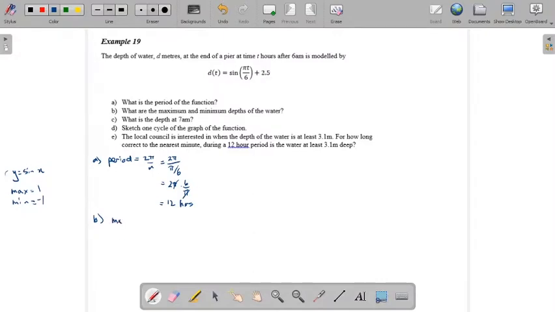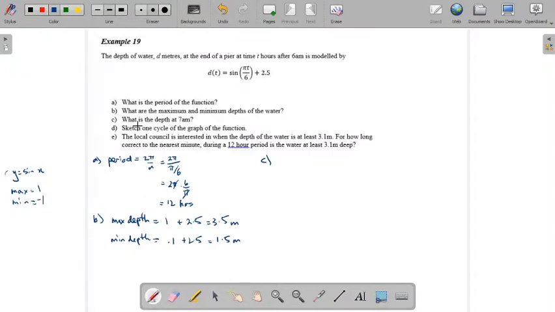So the maximum depth is going to be 1 plus 2.5, which is 3.5 meters, because our depth d is in meters. Our minimum depth is going to be our minimum value for sine, so for this function part here, which is -1 plus 2.5. So that's going to be 1.5 meters. Okay.